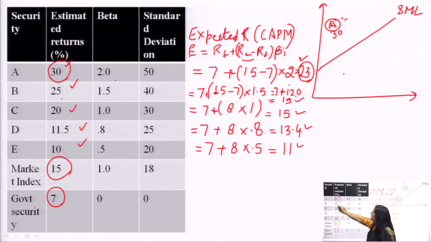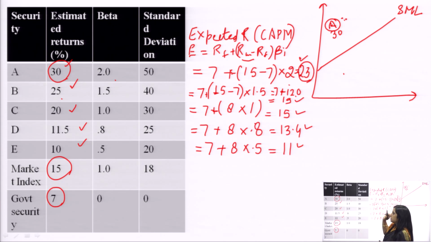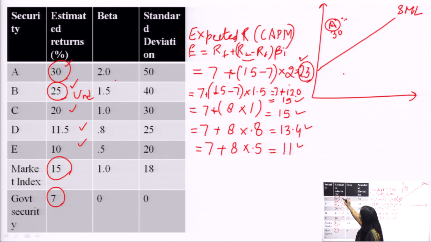Similarly, security B is giving us 25% return, but according to CAPM it should give us only 19%. It means in actuality it is giving us a better return, so it is also underpriced. Security C is giving us 20% return, but according to CAPM it should have provided us 15% return. It means it is giving us better returns, so it is also underpriced.